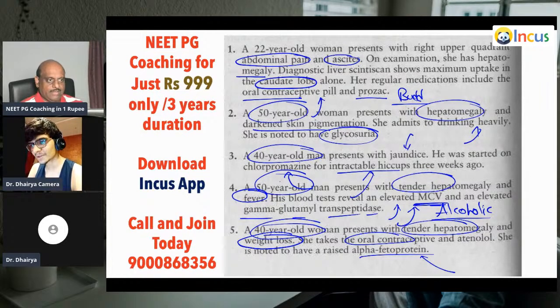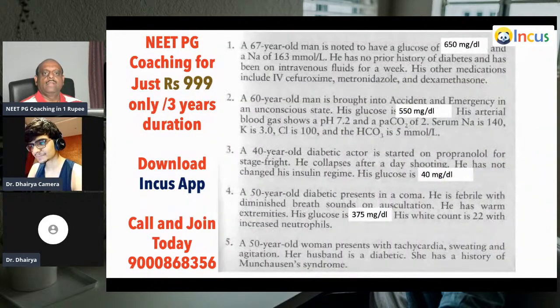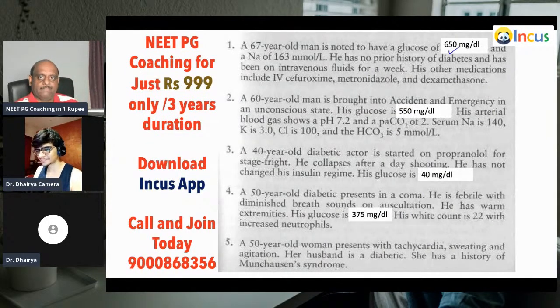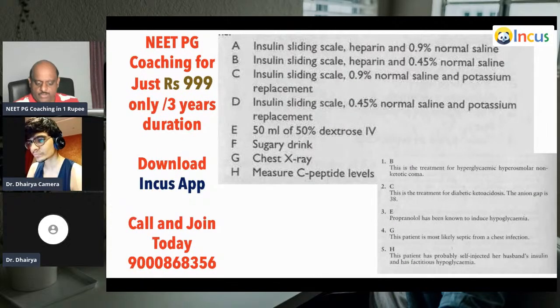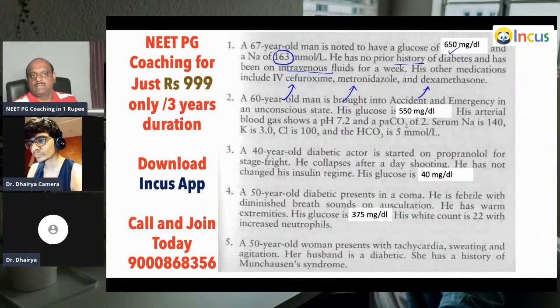Absolutely, absolutely. So now, a 67-year-old man has a blood glucose of 650. Sodium is 163, which is very high. No past history of diabetes. He had been on IV fluids for a week, and other medications are cefuroxime, metronidazole, and dexamethasone. So, given these findings, how do you want to manage this individual?